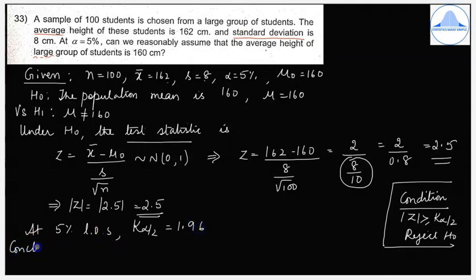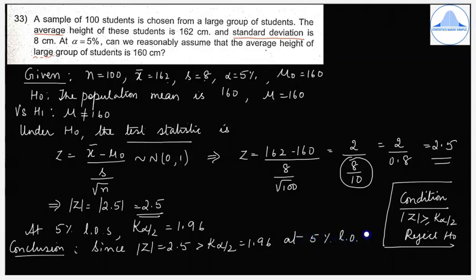So the last step is the conclusion. Since mod z is equal to 2.5, you have to check whether it is greater than 1.96. So it is greater than k alpha by 2, which is equal to 1.96. So at 5% level of significance, we reject H0. When you're rejecting H0, you're accepting H1. So we conclude that mu is not equal to 160.